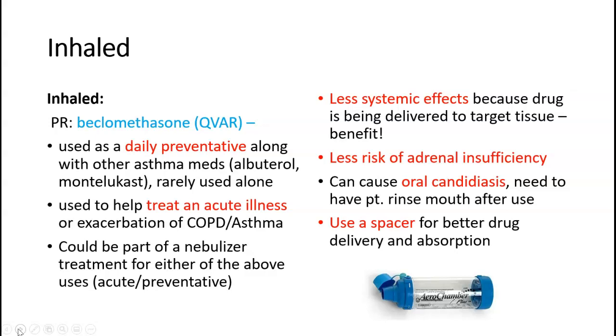Versus if you take it through an inhaler, you inhale, it goes down onto the target tissue, which is your lungs, and there are fewer systemic effects. So there's less risk of things like adrenal insufficiency, Cushing syndrome, those kinds of things. So it's a much better option. One thing about it is because it is a steroid and it's being inhaled, it does coat the tissues of your mouth and throat. And because steroids are known to sort of turn down our immune system, we're actually at risk for getting oral fungal or yeast infections.